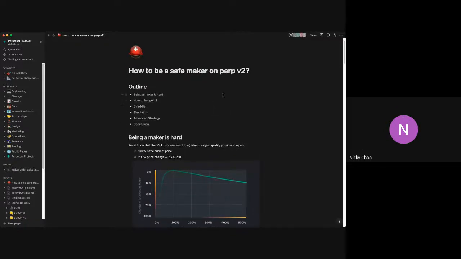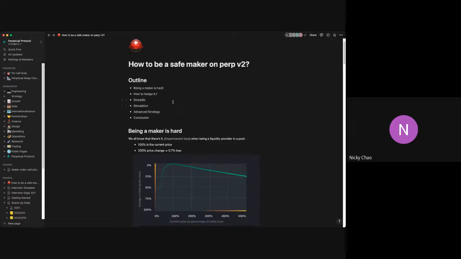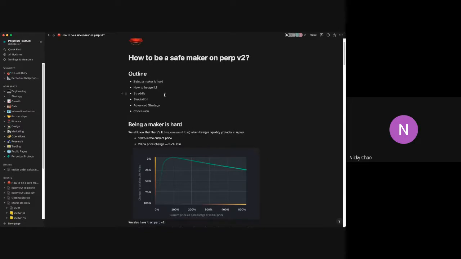Today the topic would be how to be a safe maker on Perp V2. So the outline is here. I'll first cover why being a maker is so hard, and I'll explain what's the strategy that we can hedge the impermanent loss. And the method is basically based on an option strategy called Straddle. So I'll explain what is Straddle here. And then I'll share a simple simulation result to show that this strategy actually works.